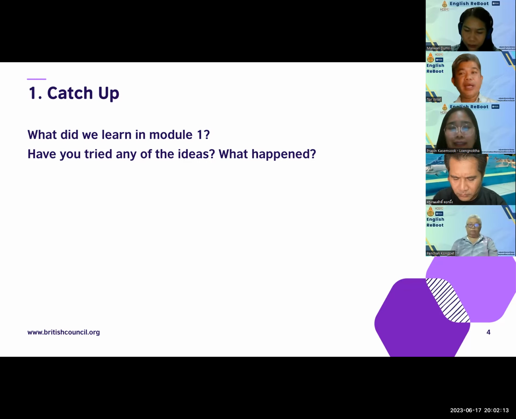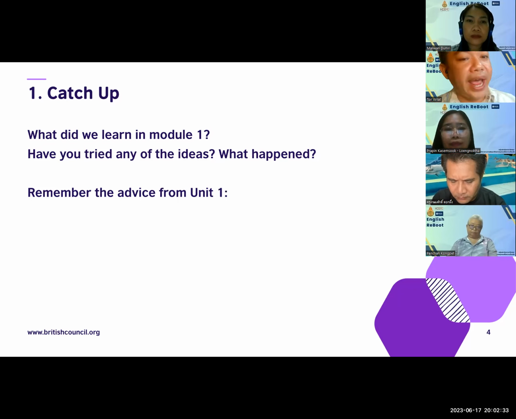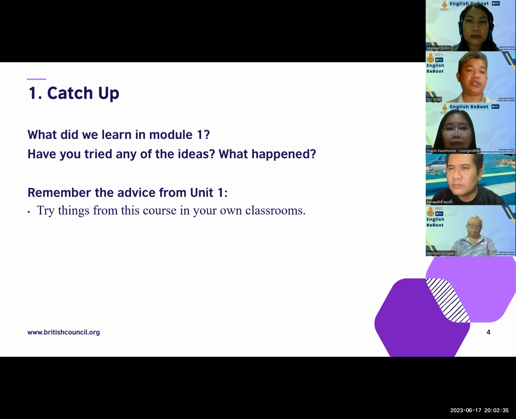Wow, that's great. Ajahn Prapin, Ajahn Mariwan, and other friends, how? I really like that. It's something we've been through in the asynchronous courses from the British Council, and we tried it in the real classroom. And I found that this is going to be the starting of our learning together. Remember the advice from Unit 1: try things from this course in your own classroom. And also, try things more than once.